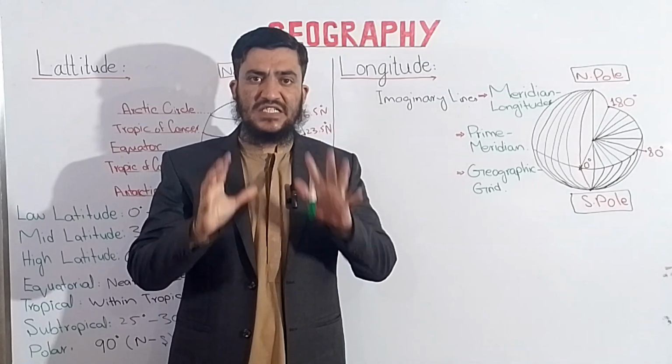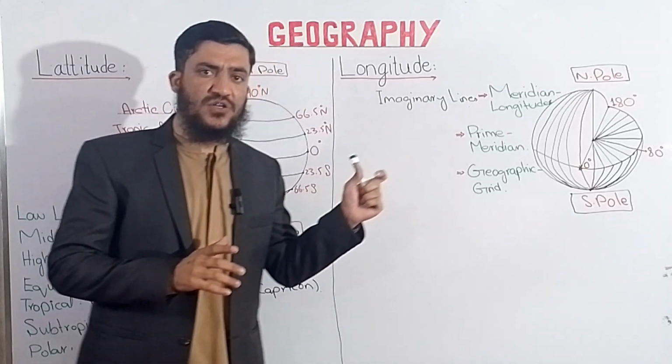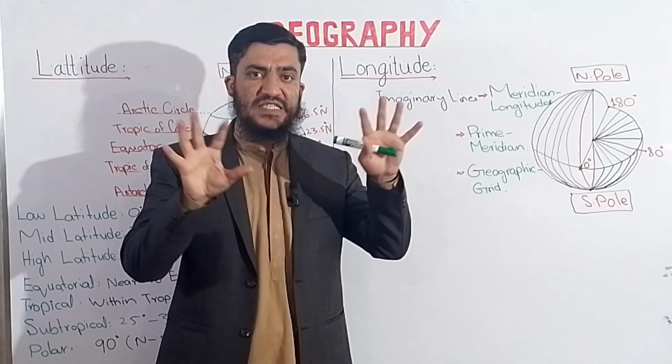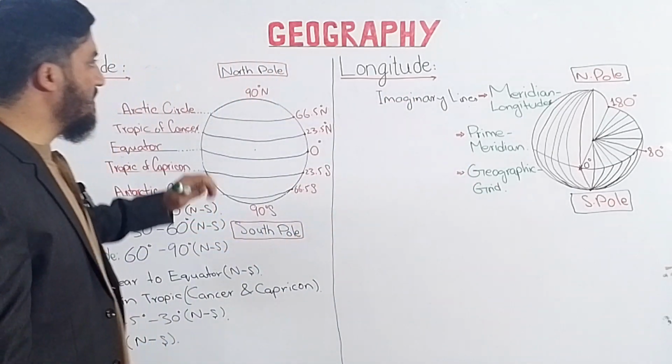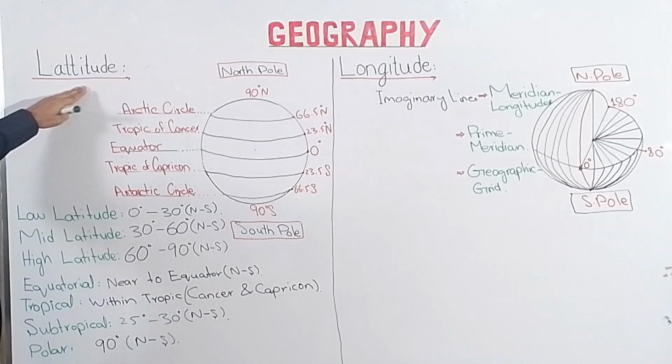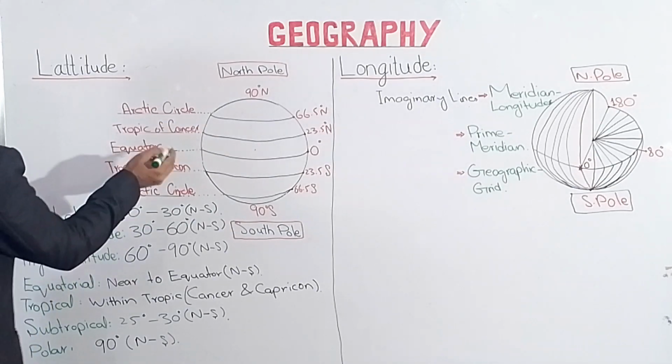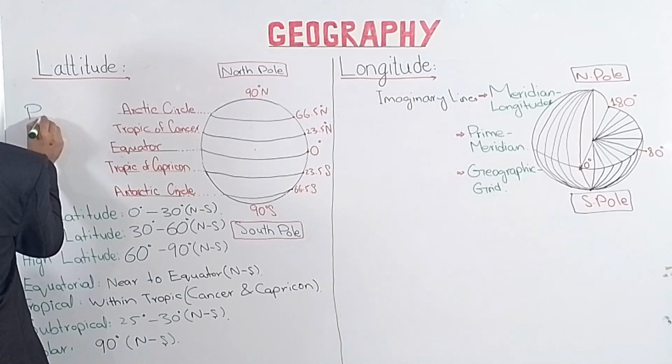Dear students, this is our fourth part regarding the geography section, and in this lecture we will be talking about latitude and longitude. These are imaginary lines made on the Earth's surface. What are latitudes and what are longitudes? Latitudes are horizontal imaginary lines, and each of these lines is called a parallel.